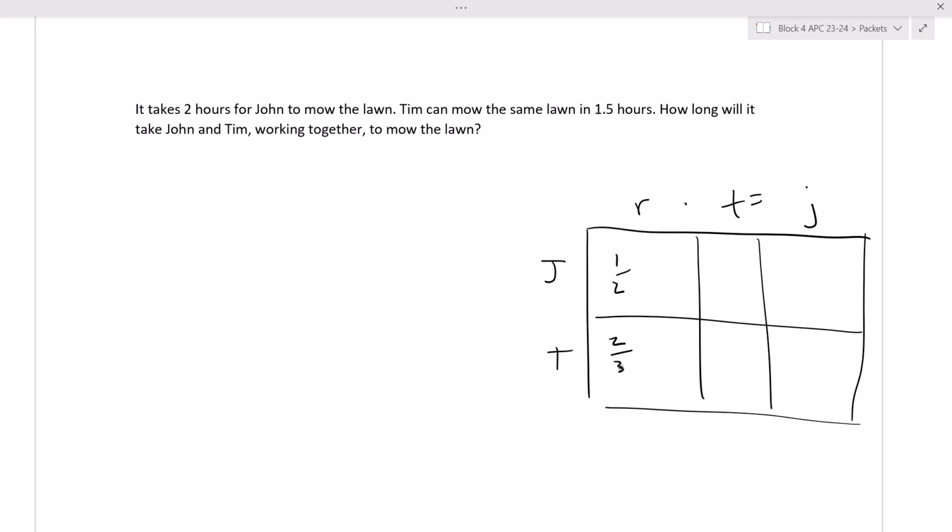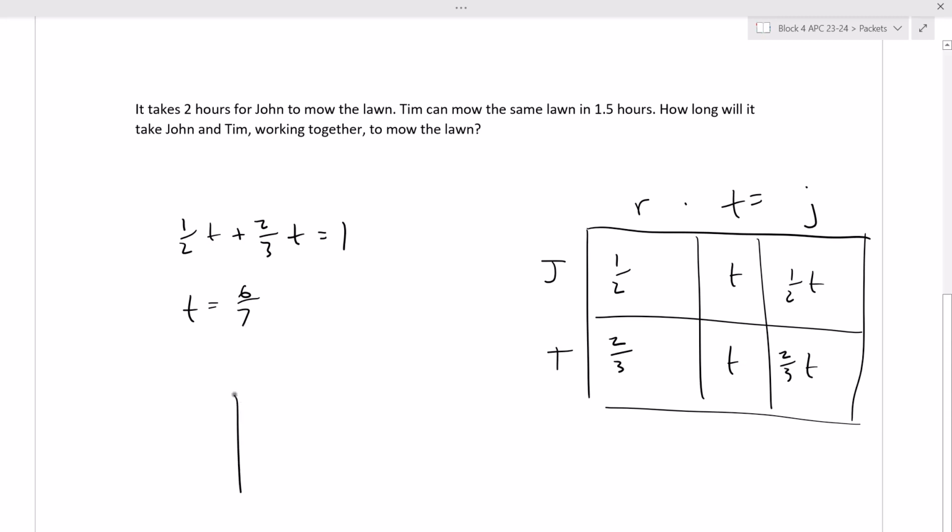The time, since they're mowing together, is the same. The amount of the job that John does is 1/2 t. The amount of the job that Tim does is 2/3 t. And I can take these and add them together. If the question were asking how long does it take to mow 2 lawns, then this would be equal to 2. If it's 5 lawns, assuming they're all the same size, it would be equal to 5. This is just a single lawn. Somehow I could just look at this and know that the answer is, oh, you're all like masters of mathematics. Incredible, 6 hours. So let's make sure that this makes sense.